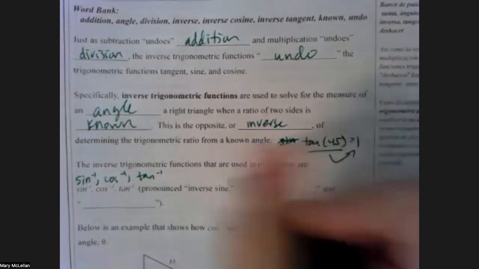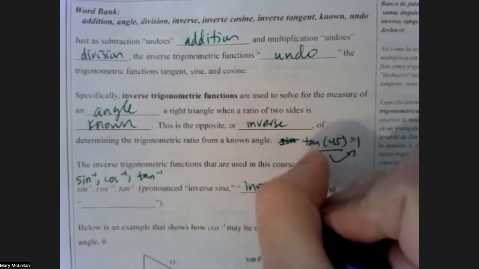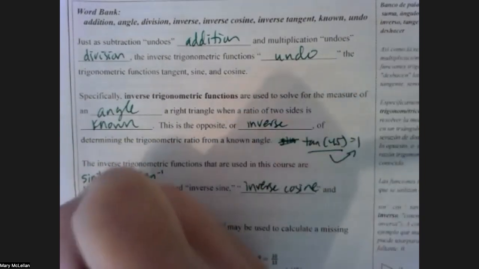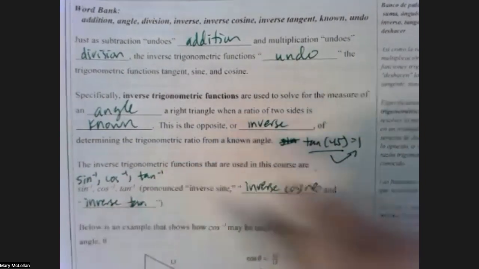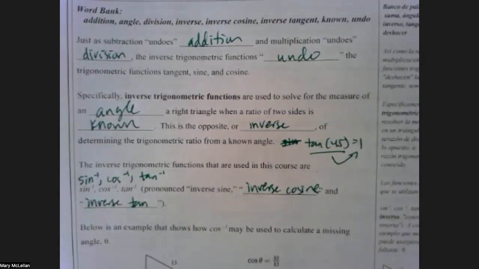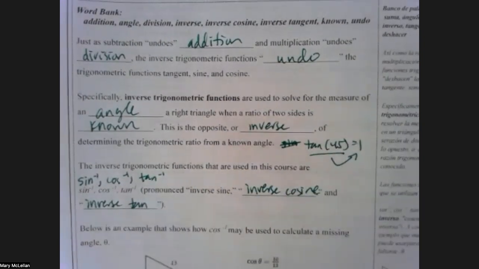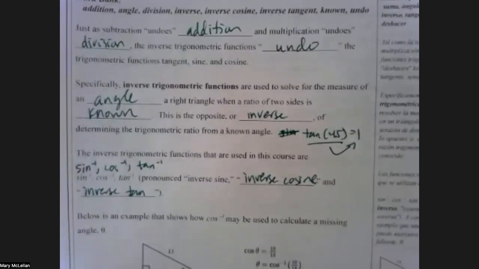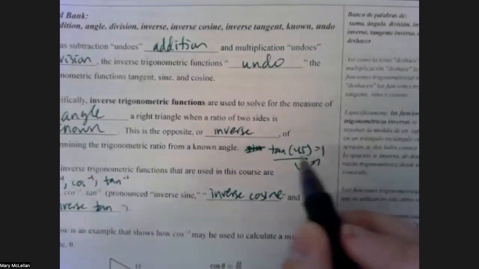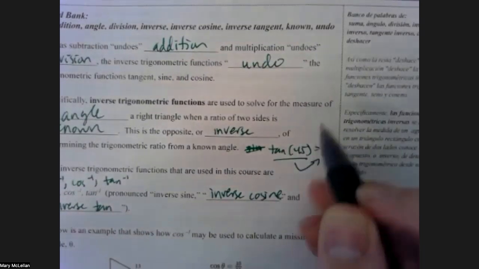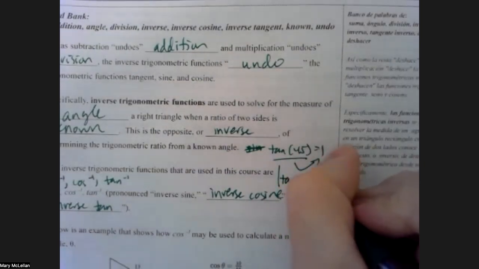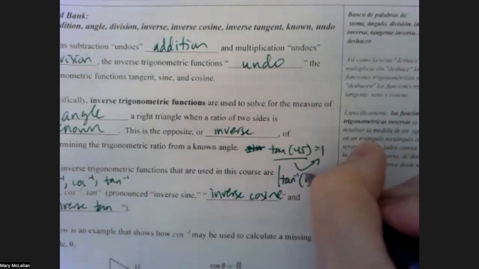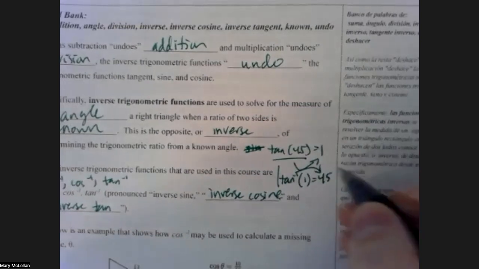And this is pronounced inverse sine, inverse cosine, and inverse, we usually say tan, even though it's really tangent. So when you see tan with little -1, that is read as inverse tan. And similarly for inverse sine and inverse cosine. So where tan of 45 took you to the number 1, inverse tan of 1 would take you to 45. It just goes backwards.